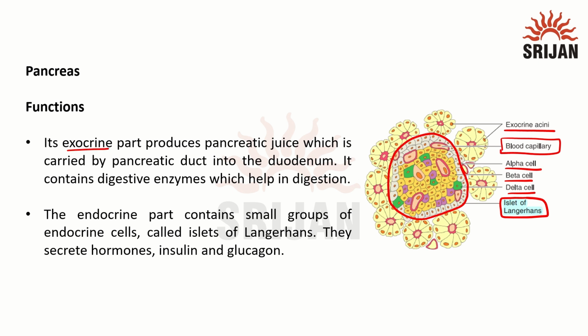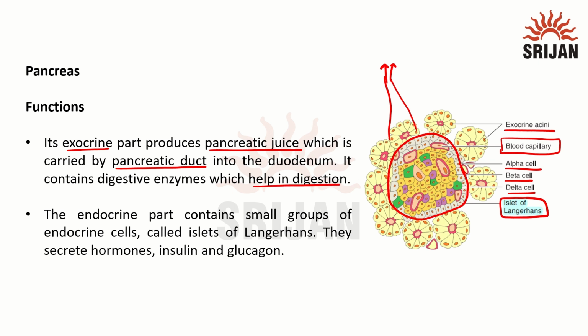Now the exocrine part produces enzymes, and this collection is known as pancreatic juice, and it is carried with the help of the pancreatic duct into the duodenum. So basically you will have a duct that leads to the duodenum, and digestive enzymes will be poured into the duodenum and help in digestion.